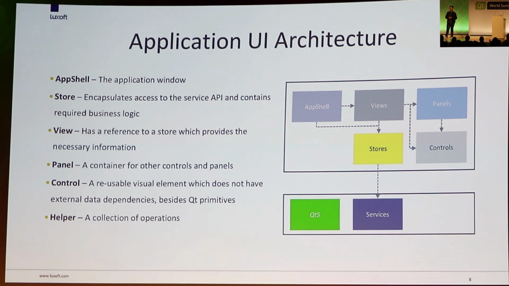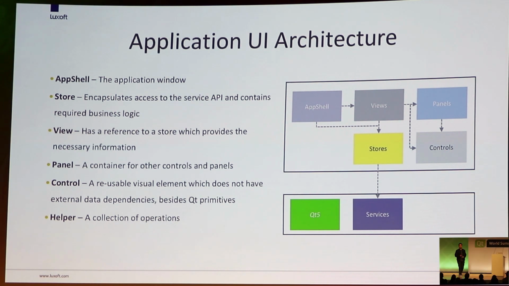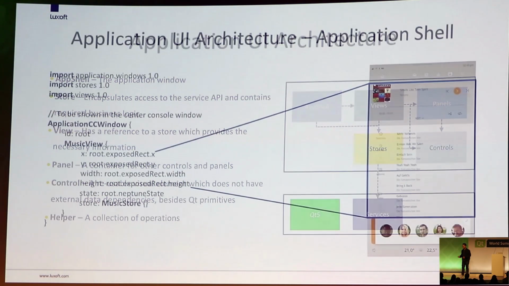And then panels is basically the container of other panels or the controls, and controls is basically like if you need to have some spatial controls like, I don't know, ellipse shapes or buttons or so. Then we have another one, the helper, as a collection of operations, like if you need to have some functions to access your local assets and so on.